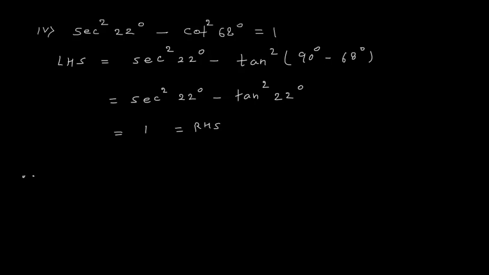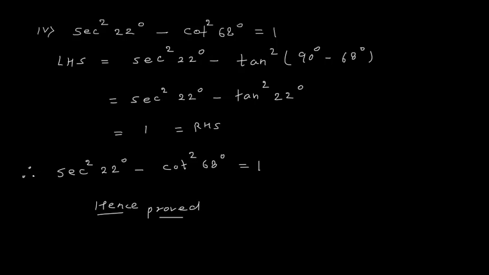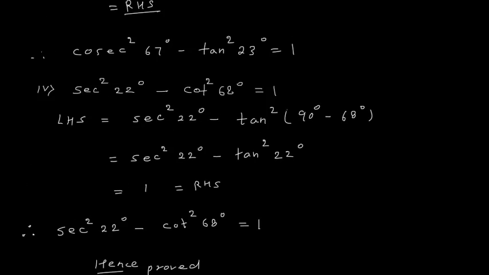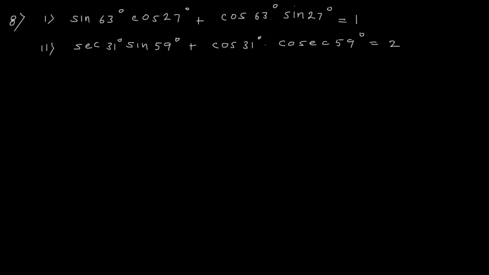So therefore finally I will say that sec square 22 degree minus cot square 68 degree is equal to 1. Hence proved. So for each proof you can write this statement, hence proved. Simple. Okay. Now let us see the 8th problem.